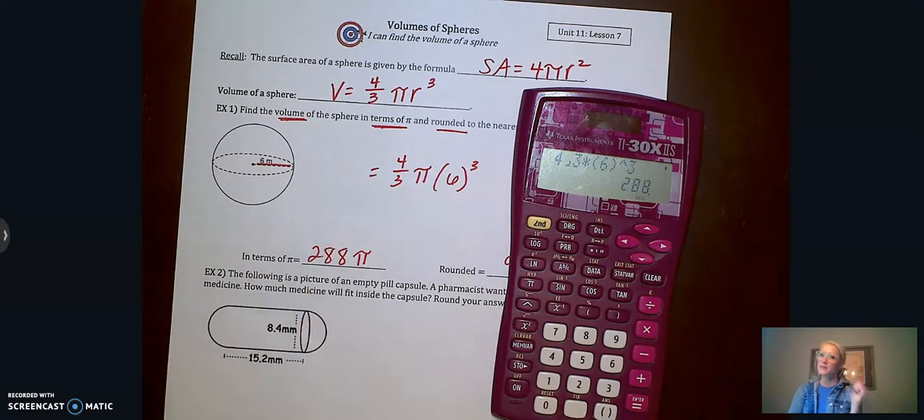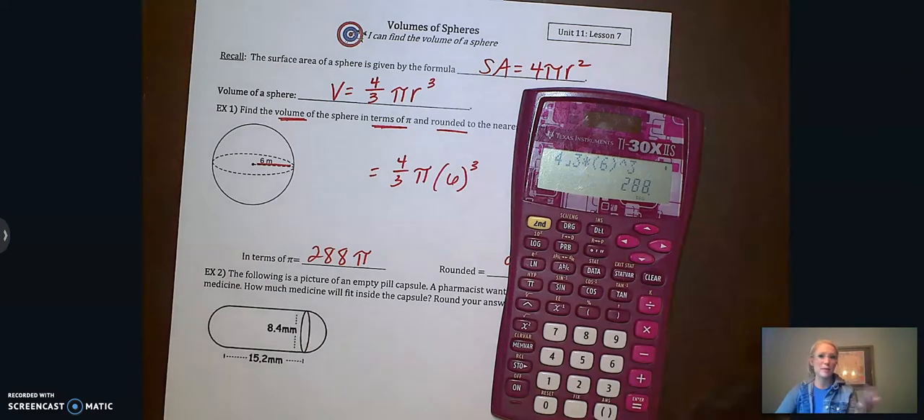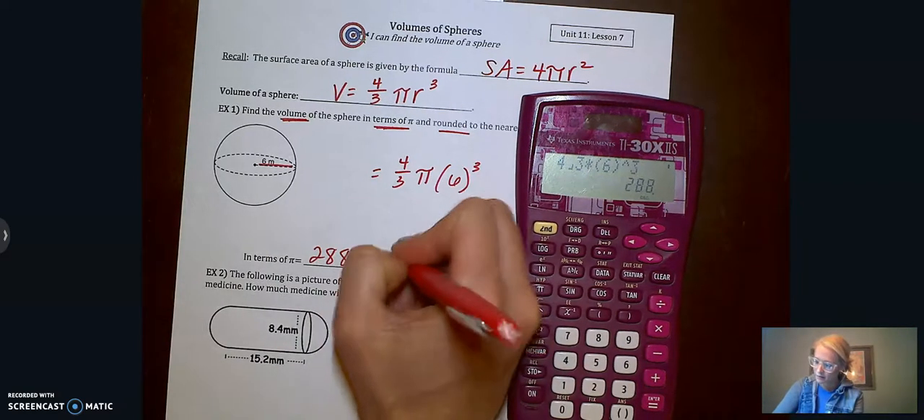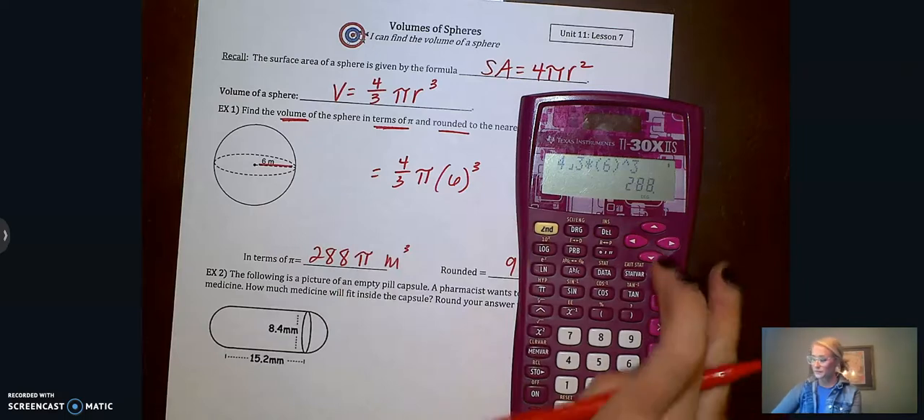I wanted to show you guys how to delete something in your calculator. You press the DEL button. Okay, that's why I did that. Just kidding, I'm an idiot.